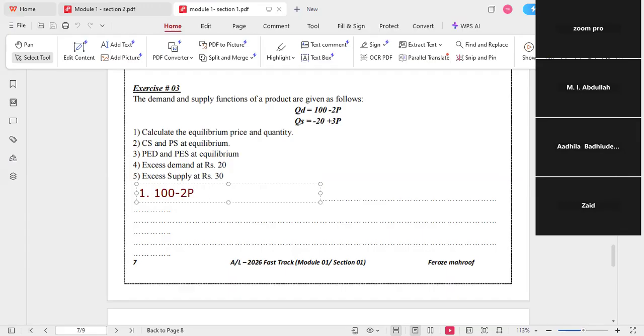So 100 minus 2P is equal to minus 20 plus 3P, okay? Then what happens is, this minus 20 on the right side comes to the left side.